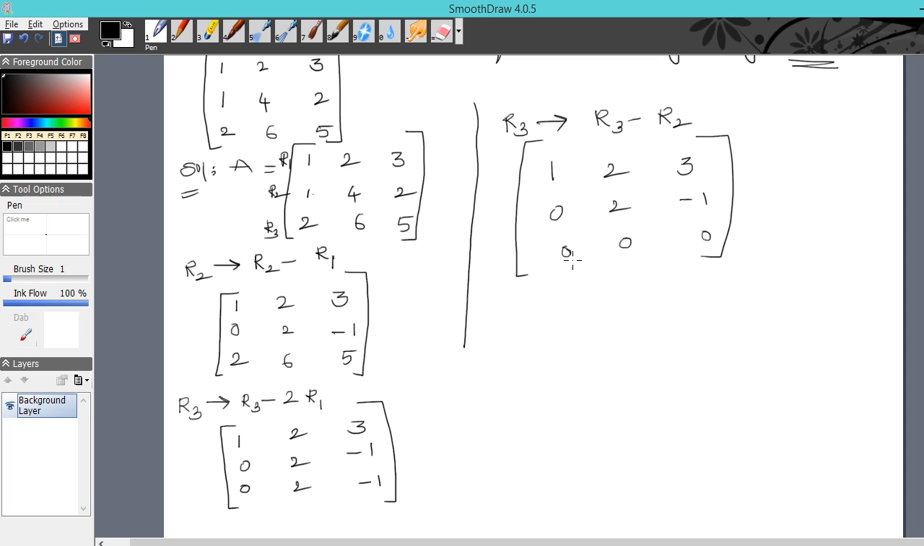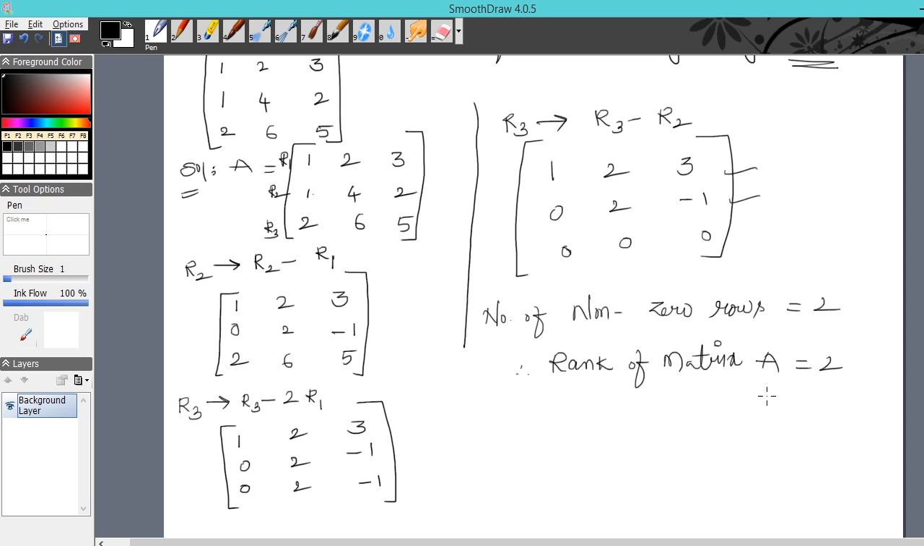Now check this lower triangle. This is 0 here. Echelon form is converted. Now check how many non-zero rows are there. Number of non-zero rows is 1, 2. Here all are zeros, don't consider this. So the number of non-zero rows is 2. Therefore, the rank of matrix A is 2.